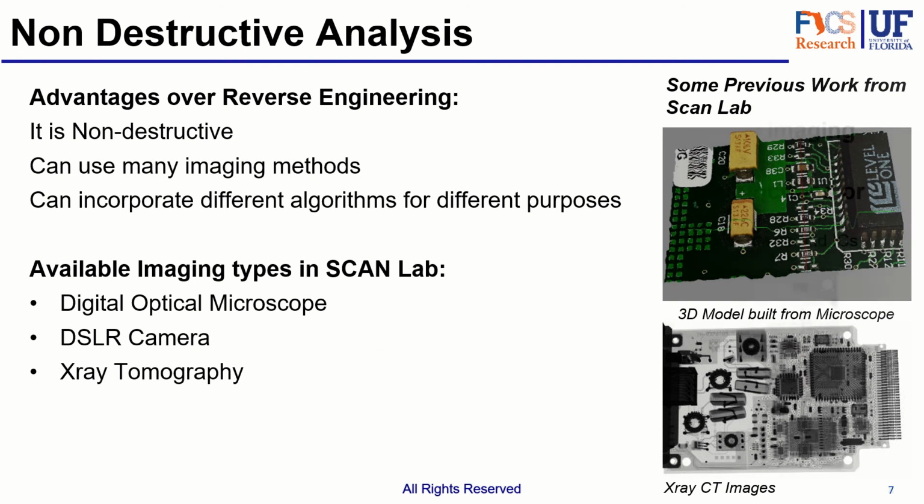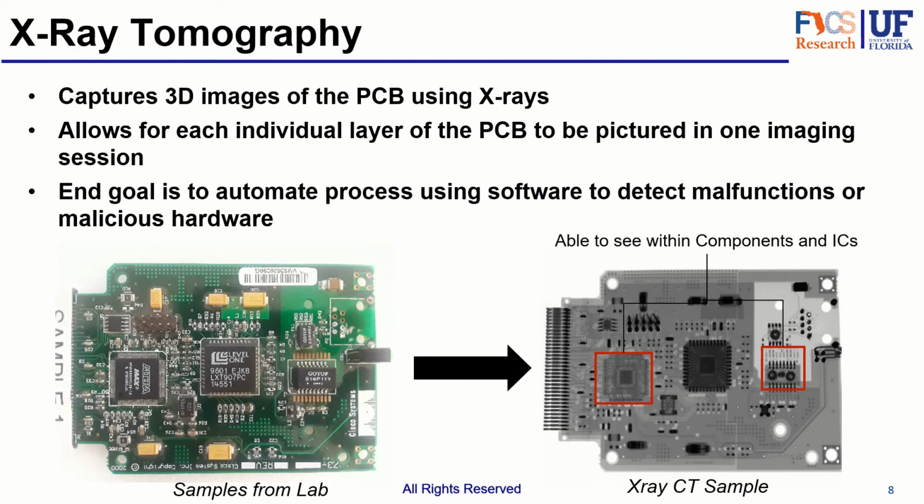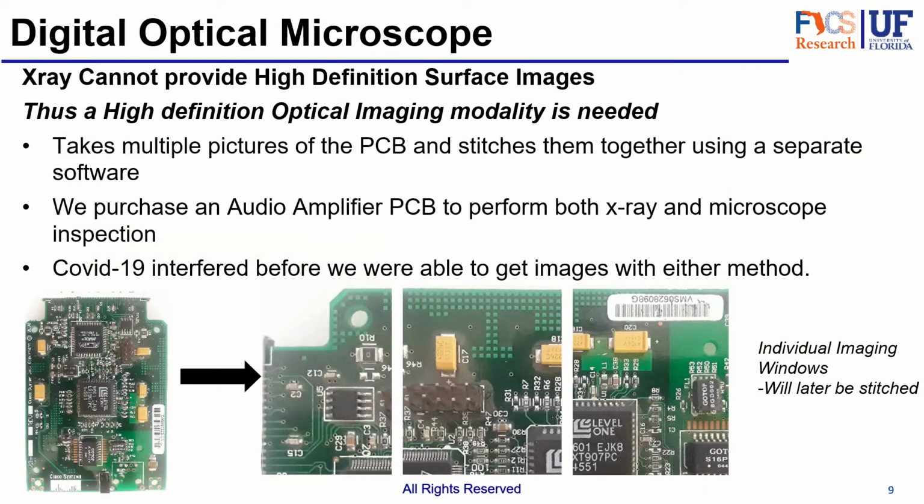So, what is X-ray tomography? It captures 3D images of the PCB using X-rays and allows each individual layer of the PCB to be pictured. So the end goal is to automate this process using software to detect these malfunctions. However, there are a few drawbacks, including that it can't provide high-definition surface images, which is why we use a digital optical microscope to take pictures for this. It takes multiple pictures of the PCB, and it uses separate software to piece them together to make one large image.